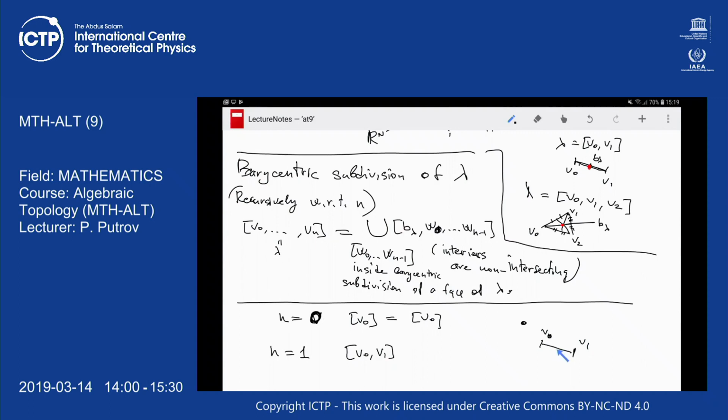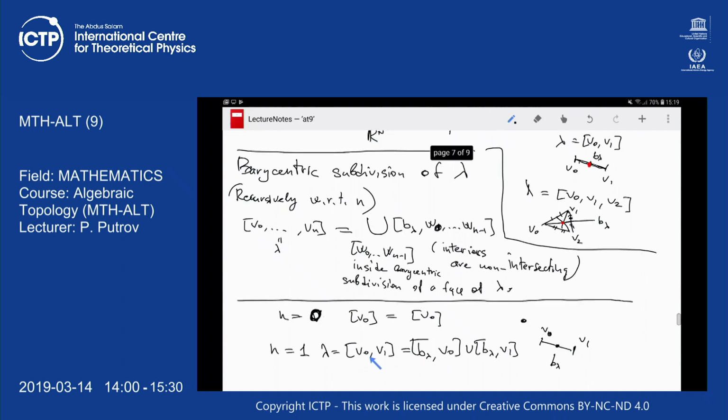Now if n equals 1, we start with some interval, and we add here the barycenter, the middle of the interval, and then the subdivision will be just two brackets: b lambda, v0, united with b lambda, v1. So we just divide this interval into two half intervals. This is my barycentric subdivision when n equals 1.